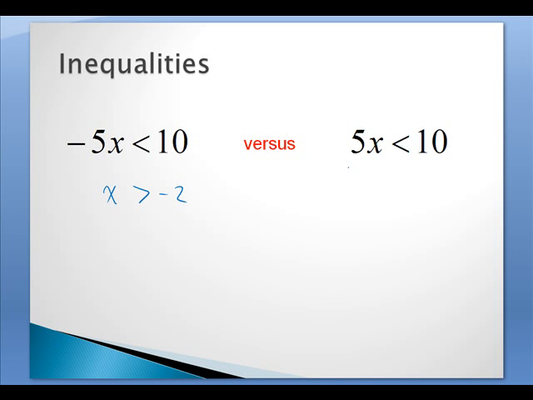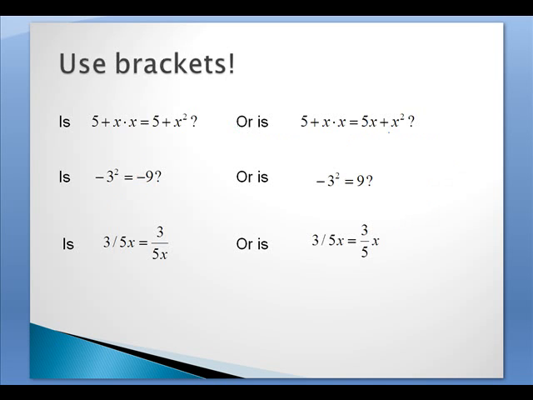Now if we take a look at the expression on the right-hand side here, I don't have to divide by a negative number. So to solve for x, I would still have to divide by the number 5, but because it's a positive number, the less than sign must stay the same. And so my answer here would be x is less than 2.